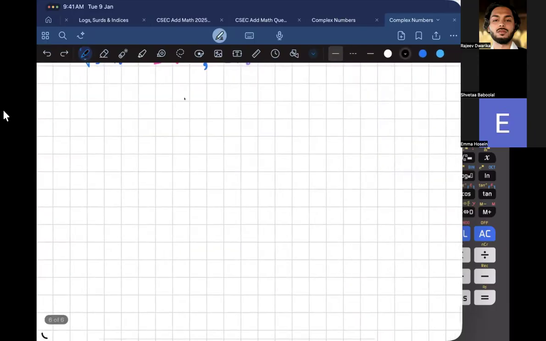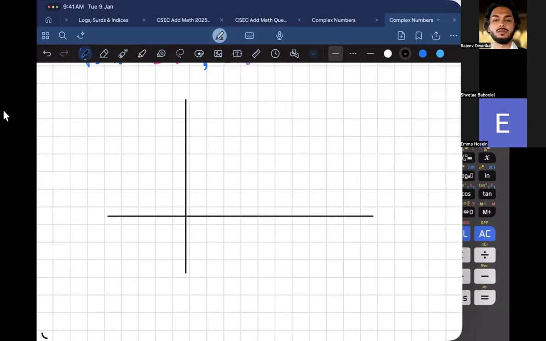Complex numbers is one of the simplest topics in pure maths. It's so easy, I can't stress how easy it is. Like Shweta, watch this, right? With the knowledge you have in additional maths and regular maths, watch how you could handle this.